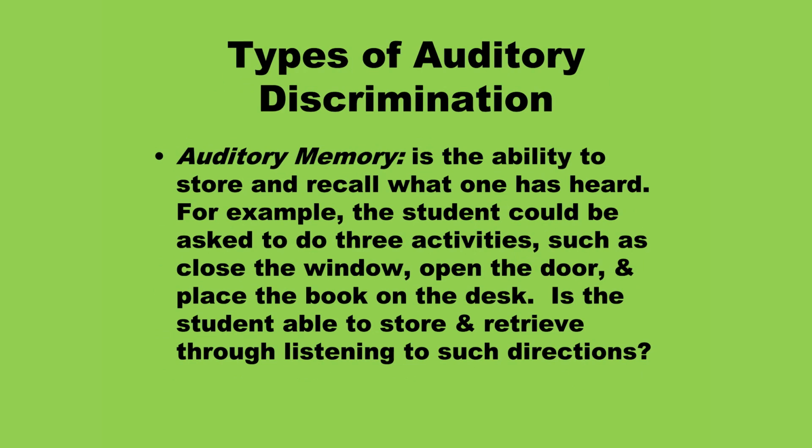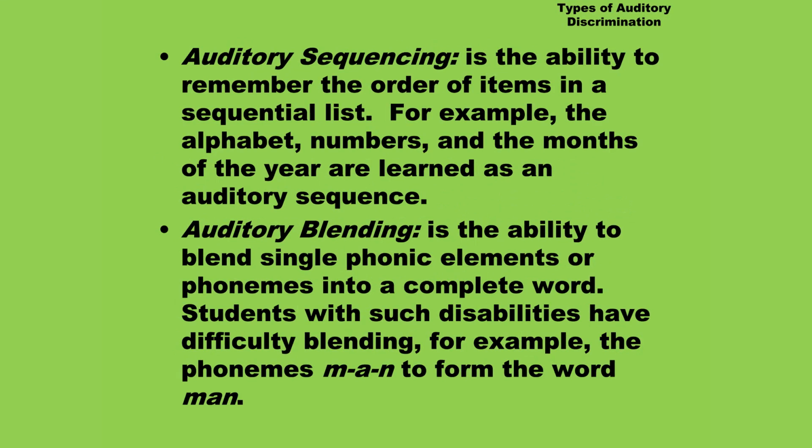So, I have gone ahead here, right? So there's the auditory memory. We already talked about that. It's to be able to store and recall what one's heard, right? Are we able to hear it and then repeat it back, right? Our memory. Auditory sequencing, the order of which something happens in a list, okay? Alphabet, auditory sequencing. Numbers, 1, 2, 3, 4, that's a sequencing, okay?